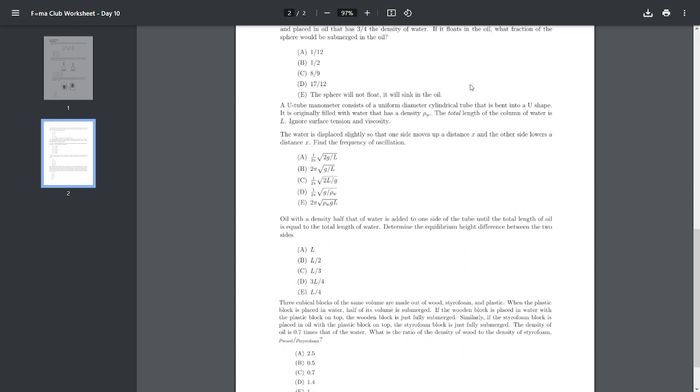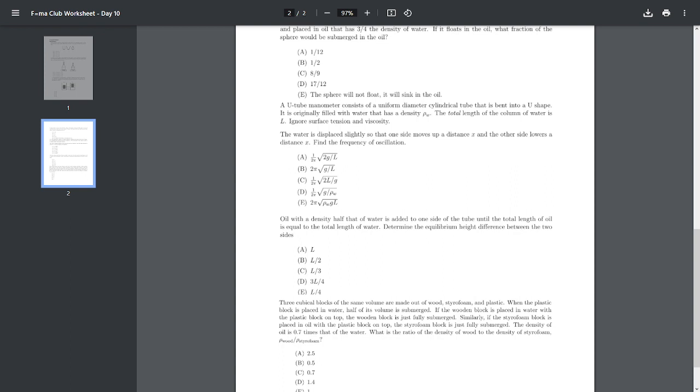I'm going to actually write this with a W now, because otherwise this problem starts to get weird. The total length of the column of water is L. Ignore surface tension and viscosity. Water is displaced slightly, so one side moves up a distance x and the other side lowers by the distance x. Find the frequency of oscillation.